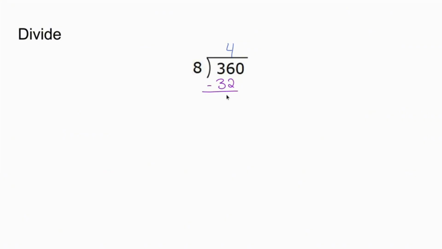Then we subtract what we got. 36 minus 32 is 4. Now we drop down the next number. Drop down 0 and repeat the process.